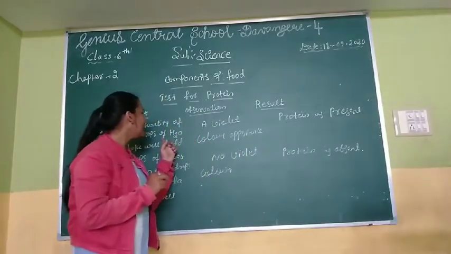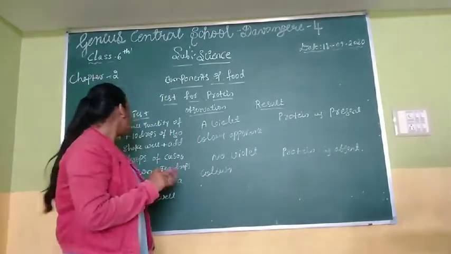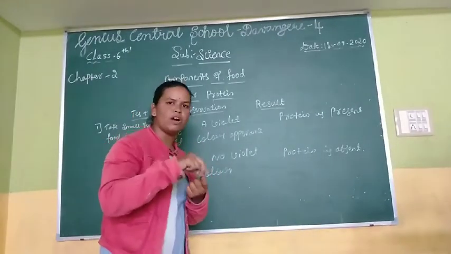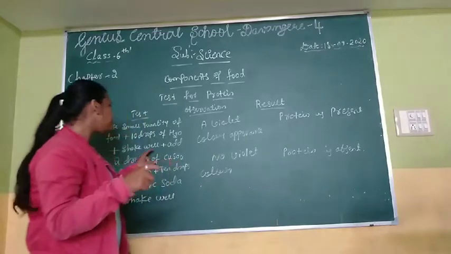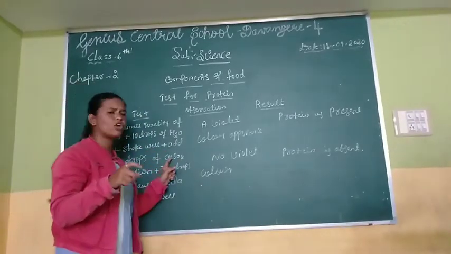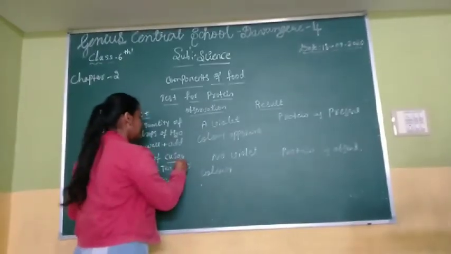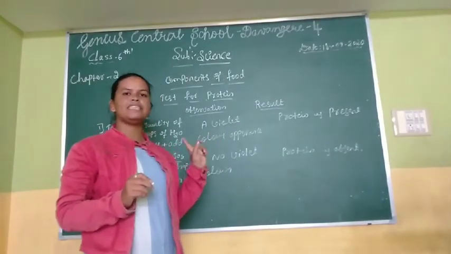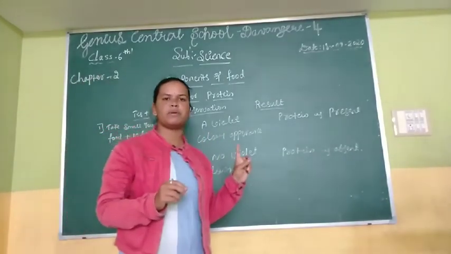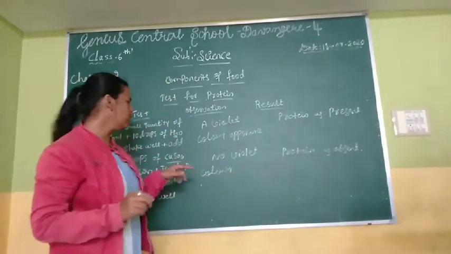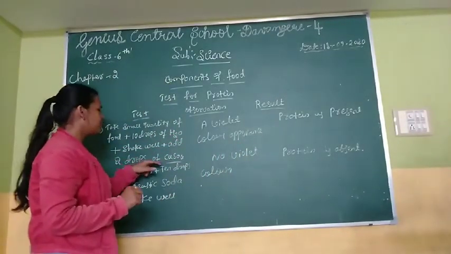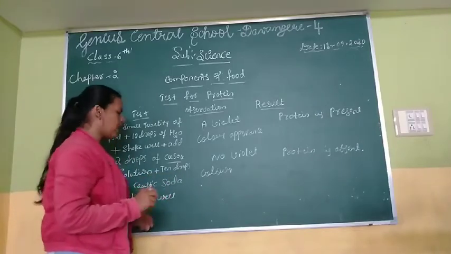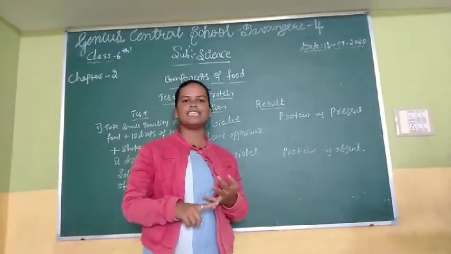Take the food item, add 10 drops of water and shake it well. Add 2 drops of copper sulfate solution. This is the copper sulfate solution we prepared yesterday, as I already told you. Add 2 drops of copper sulfate solution and 10 drops of caustic soda.